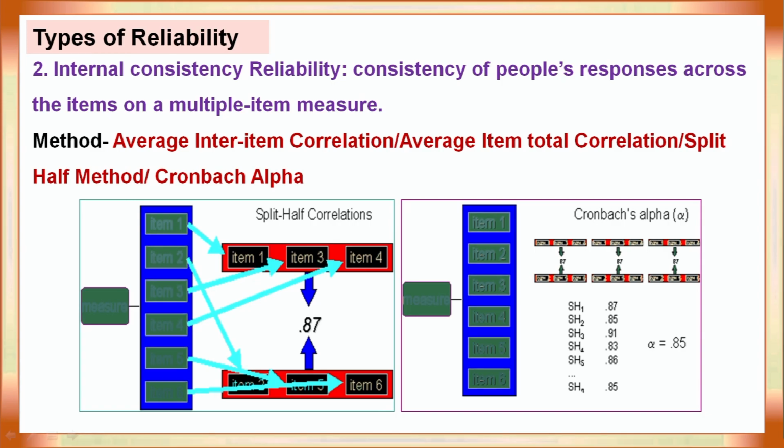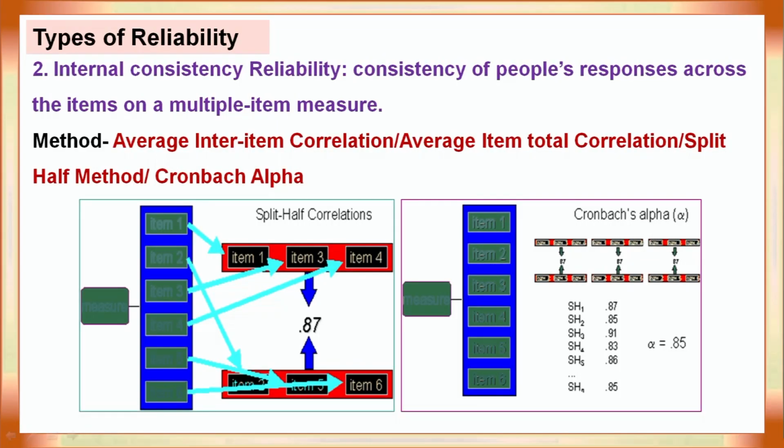That means if you have 6 items, you make them two equal halves, and you calculate the correlation coefficient between them. That is another form, which is known as the split half method. Sometimes it is known by the name of the Spearman-Brown internal consistency reliability method. But Spearman-Brown is not the actual method.